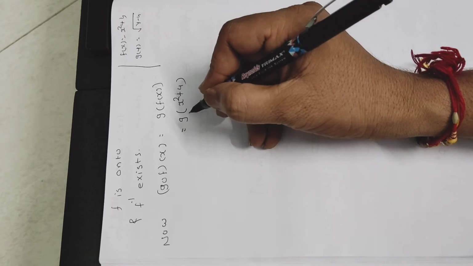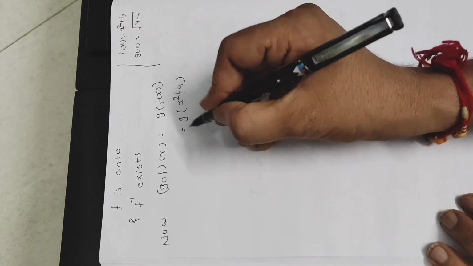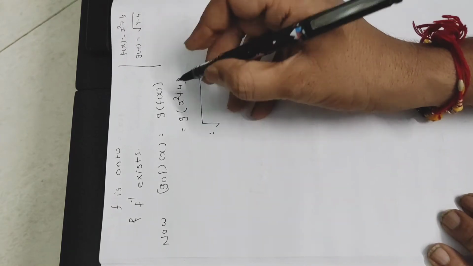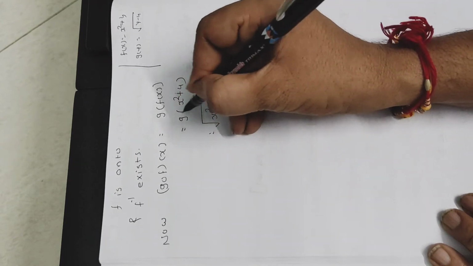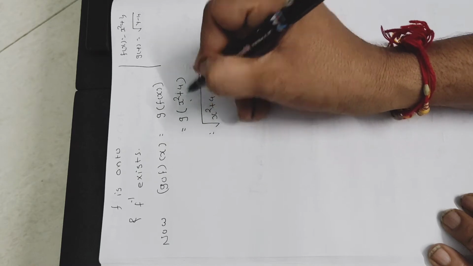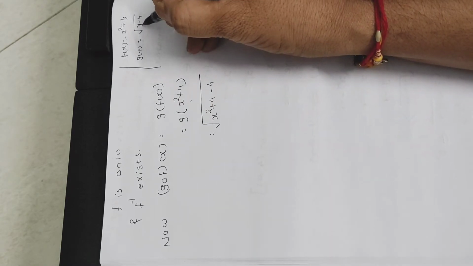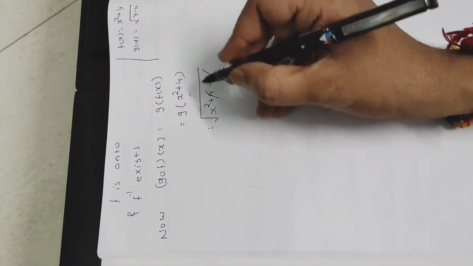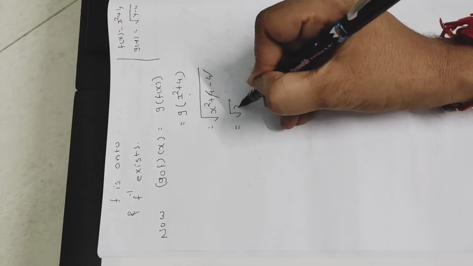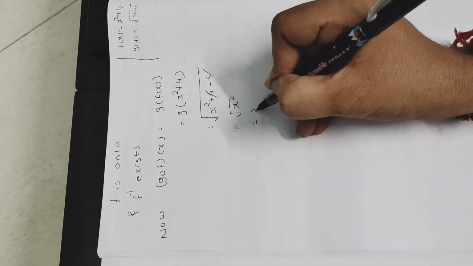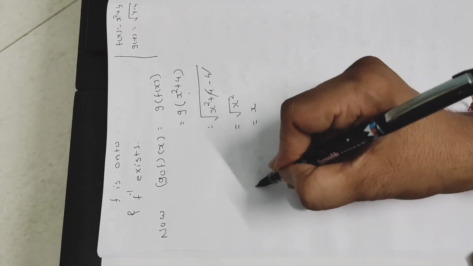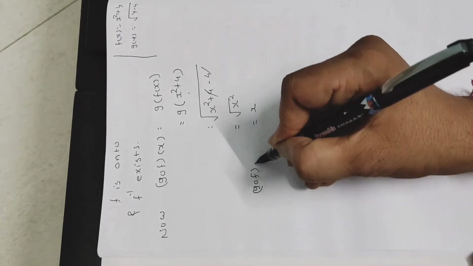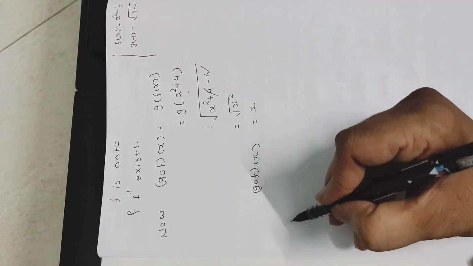Now this I have to put in place of y. So under root x square plus 4 minus 4, this is G. So this value I have to put in place of y. So this is root x square, so finally it is x. So GOF of x is equal to x.